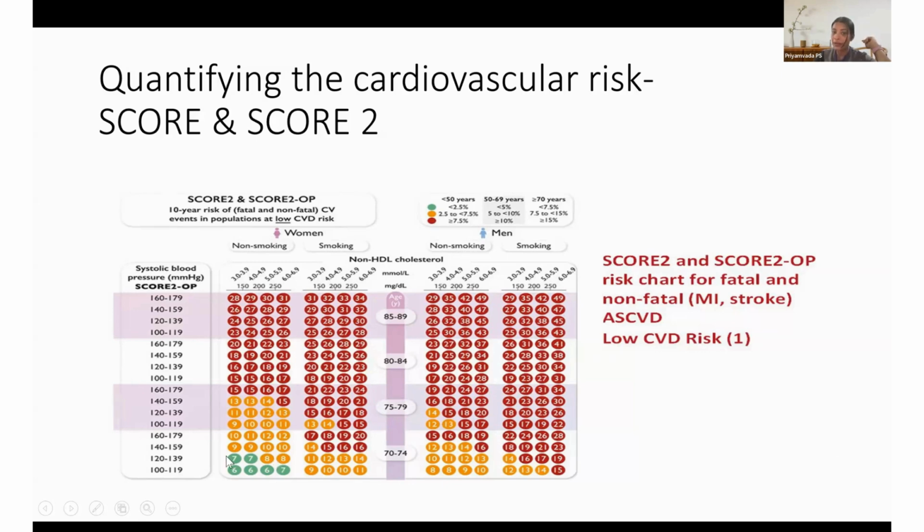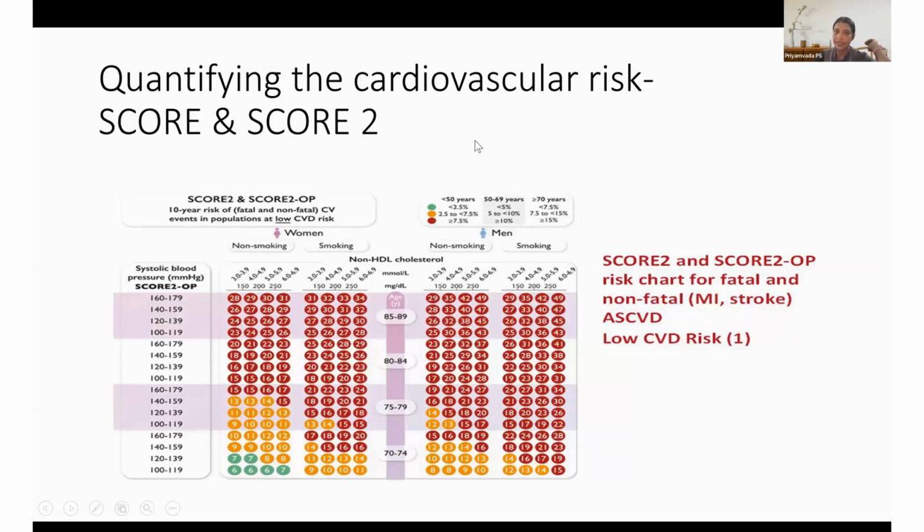And if you are in the green zone, your risk is very low. That's less than 2.5, which is somewhat similar to that of the general population. And yellow is kind of intermediate, and red is basically the highest risk, which means in the subsequent 10 years, your chances of developing an adverse cardiovascular event is more than 7.5%.